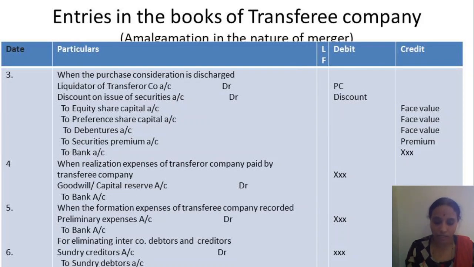Then the third one is same, again same, when purchase consideration is discharged, that means paid. ಪರ್ಚೇಸ್ ಕನ್ಸಿಡರೇಷನ್ ಪೇಡ್ ಯಾರಿಗೆ ಪೇ ಮಾಡ್ತಾರೆ, ಟ್ರಾನ್ಸ್ಫರರ್ ಕಂಪನಿಗೆ ಪೇ ಮಾಡ್ತಾರೆ.